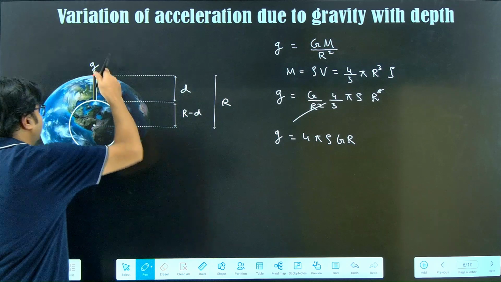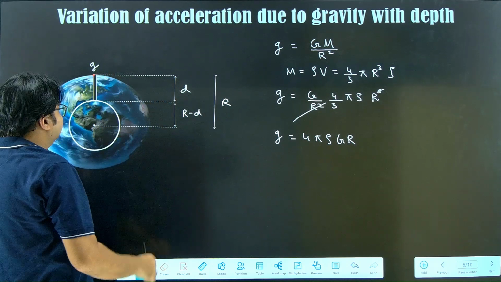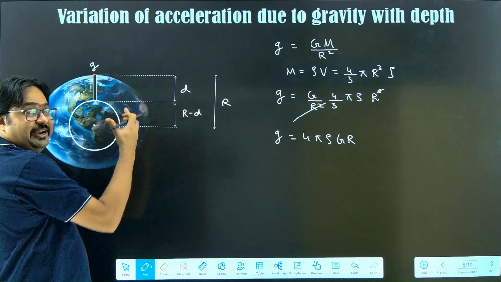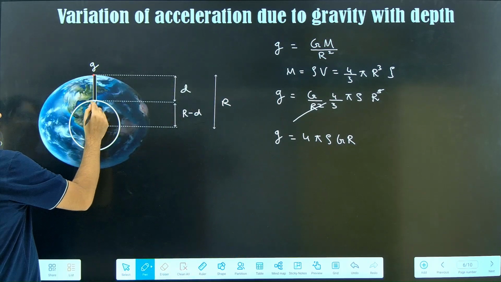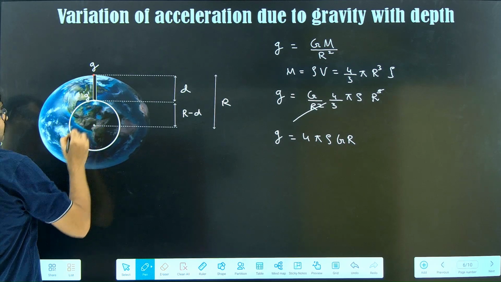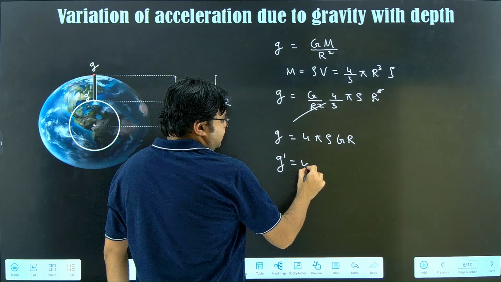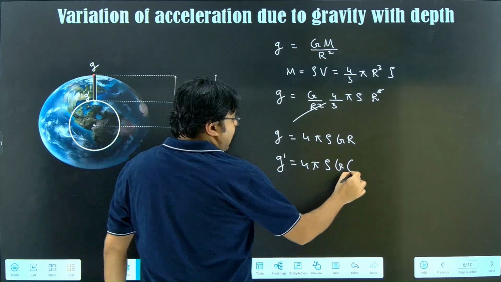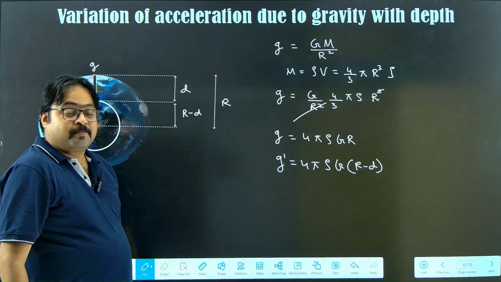Now, I told you that if you've dug deep into the surface of the earth, to a depth d, you are standing on a smaller earth of radius R minus d. Let's say the acceleration due to gravity at this point is g dash. Now, what would be g dash? g dash would be similar to this. It is 4 pi rho G multiplied by R minus d.